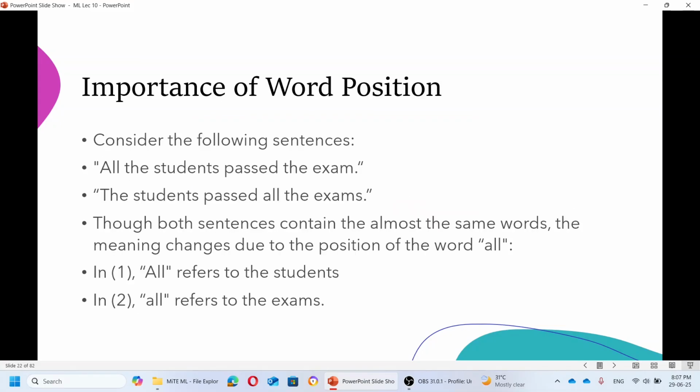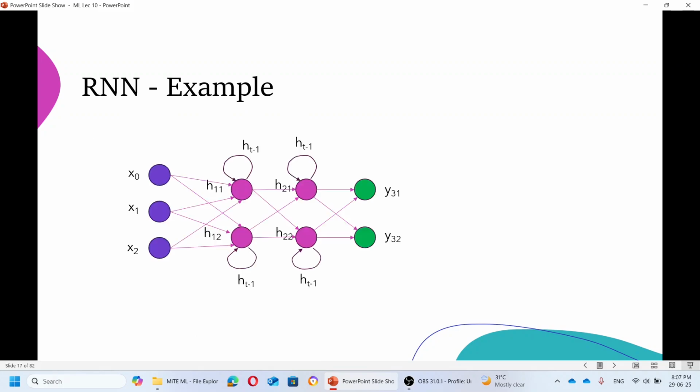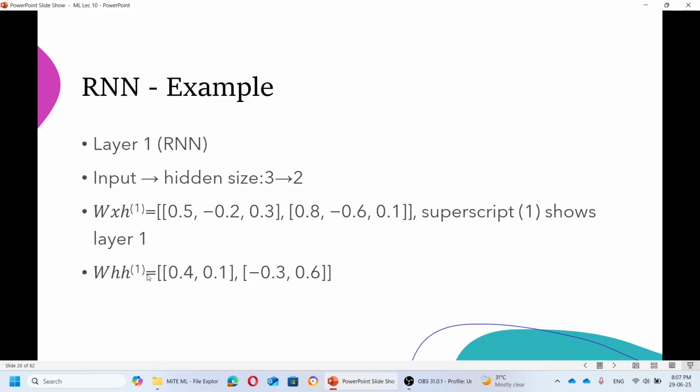Recall that in this figure we have 2 neurons in the hidden layer. So the first array of weights was for this neuron, where each value of W corresponds to x0, x1 and x2, and the second array of weights was for this neuron. Similarly, we have WHH: 0.4, 0.1 and minus 0.3 and 0.6. For each neuron we have 2 outputs, so it is 0.4, 0.1 and then minus 0.3 and 0.6.